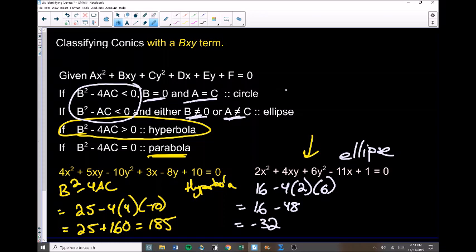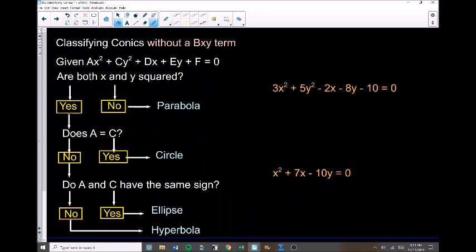And that'll always work. You can always use this, even if there is no b term, it'll still work that way. The next thing I'm going to show you is kind of a bonus. You don't need to know this, but it can be a bit quicker. If you don't have a bxy term, if it's just ax squared plus cy squared, well then you can follow this flow chart. Are both x and y squared? Does a equal c? Do a and c have the same sign? So like here, the a value is 3, the c value is 5.